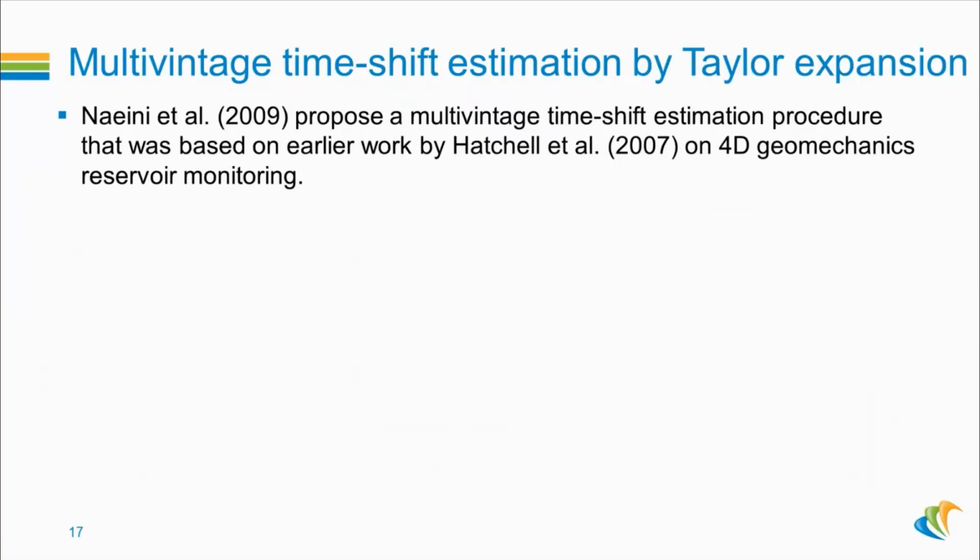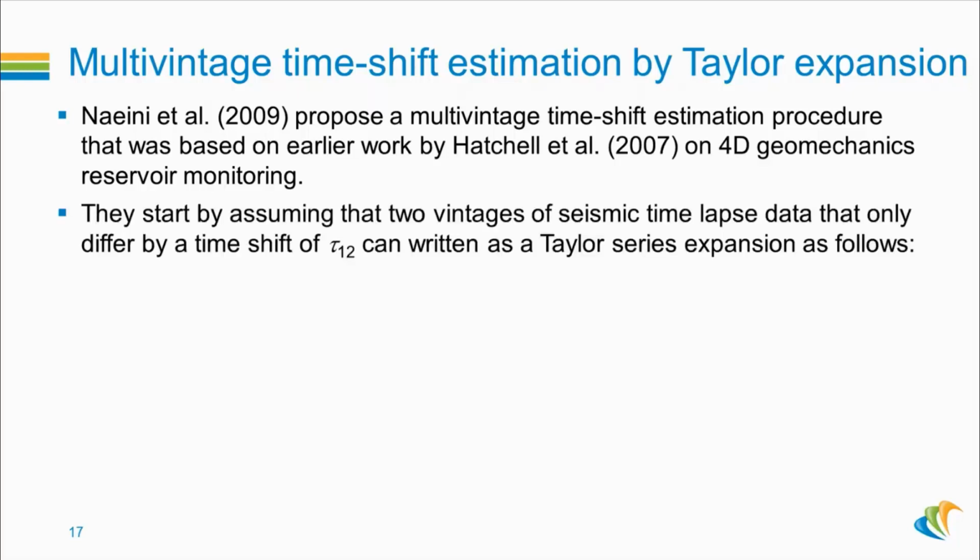So let's start by talking about the new Taylor expansion method. It's based on a paper by Naini et al. in 2009, where they propose a multi-vintage time shift estimation procedure that was based on earlier work by Hatchell from Shell, Hatchell et al., on 4D geomechanics reservoir modeling. So they start by assuming that 2 vintages of seismic time-lapse data only differ by a shift of tau 1,2, the change between 1 and 2, and they can be written as a Taylor series expansion like this.